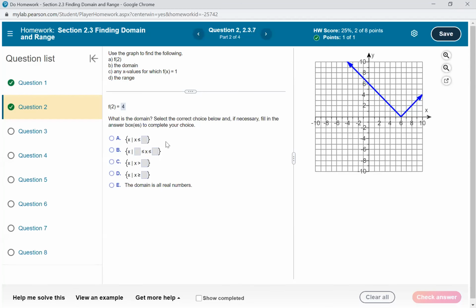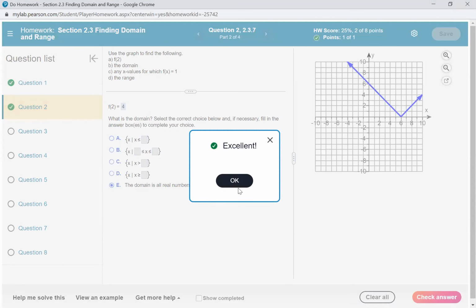All right, y'all, how about my domain? So y'all going with A, B, C, D, or E? Ooh, so that's pretty good. Claire's on here with an E. So there you go. All real numbers because it points both directions. So the domain is all real numbers. So y'all, we would check that one.